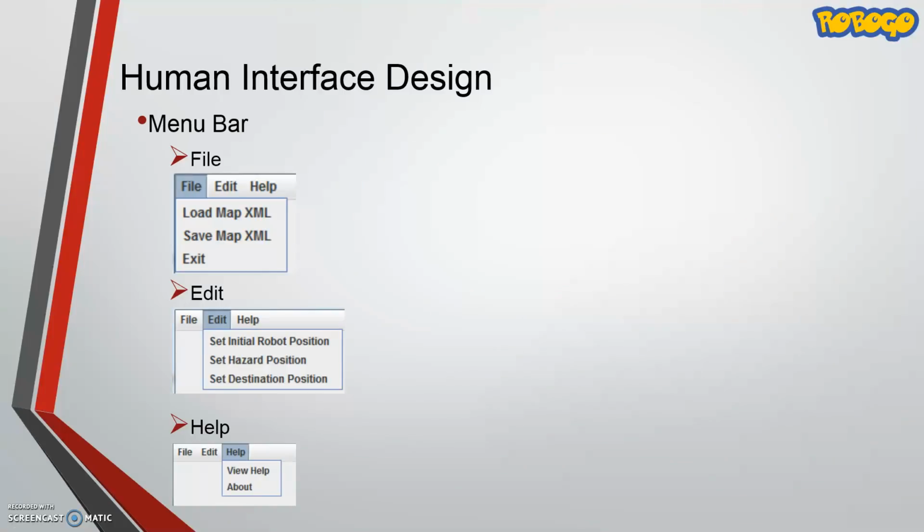So next we have the menu bar. The menu bar has three functions basically. One is file, one is edit, and one is help. And each of the individual menus, when you open it, has a sub menu which has various functions, as you can see from the image over here.